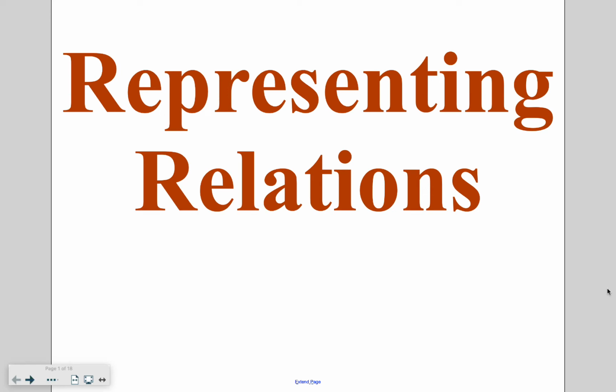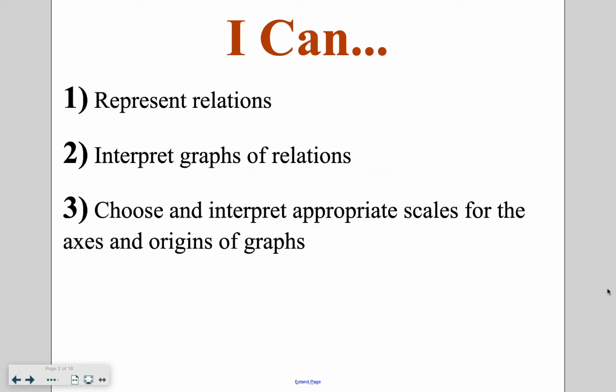Hello class, and welcome to today's algebra lesson, which is about representing relations. By the end of today's lesson, you will be able to represent relations in different formats, interpret the graphs of relations, and choose and interpret the appropriate scales for the axis and origin of graphs.